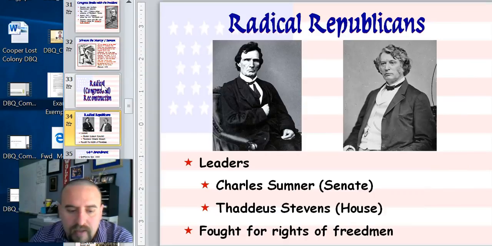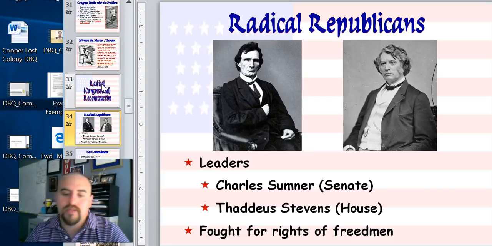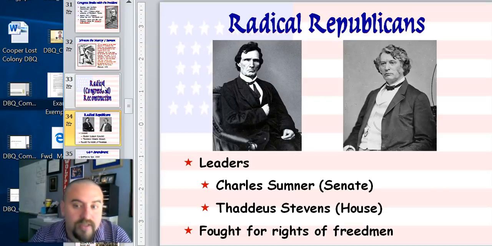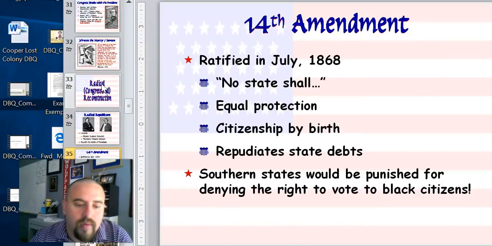Now, radical Republicans, ones that are firebrand abolitionists, are in control of Congress. So their leaders are going to be in the Senate, Charles Sumner, the guy that got beat up on the congressional floor, and then Thaddeus Stevens in the House. And they're really committed to getting rights for African Americans, former slaves. Not everybody in the North is. Again, this is a radical branch of the Republican Party.